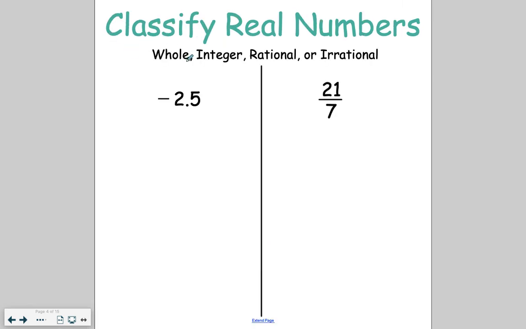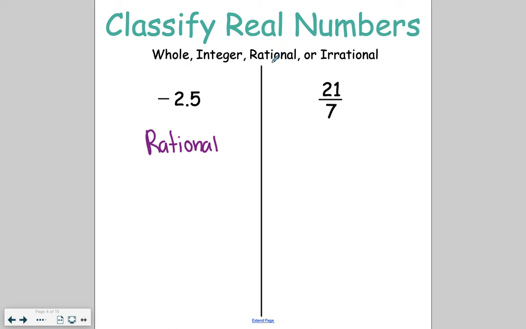So if we're looking at classifying these real numbers, first we're looking to see if the number -2.5 is whole, integer, rational, or irrational. When we're looking at -2.5, it's not a whole number because it includes a decimal. It's not an integer because it includes a decimal. It is a rational number. And if it's rational, that means it automatically cannot be irrational.